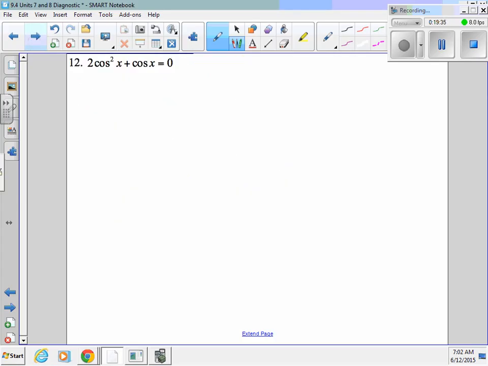All right, number 12, I would like to solve this for all values of x. I have 2 cosine squared x plus cos x equals 0. I am set equal to the magical number 0, so I can factor this.